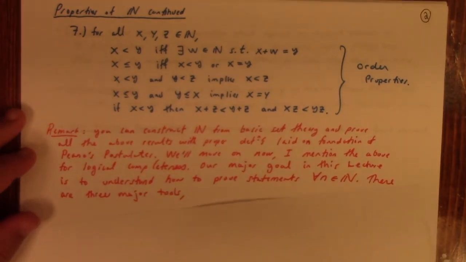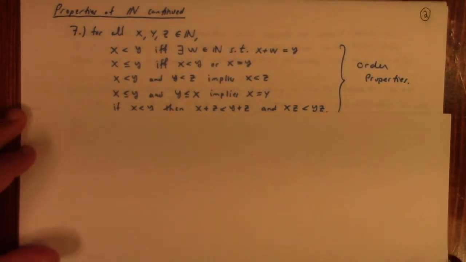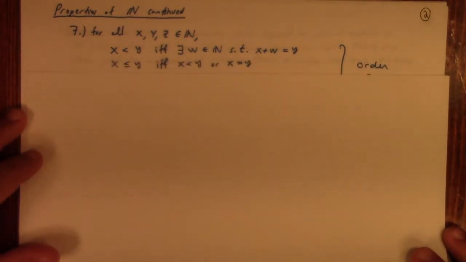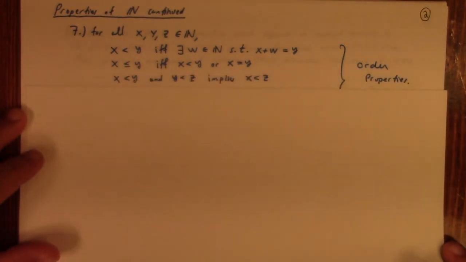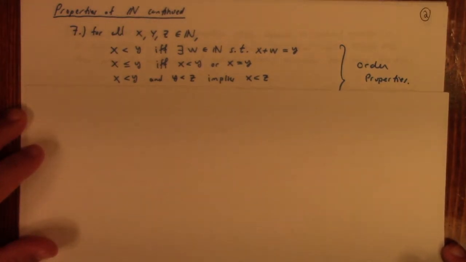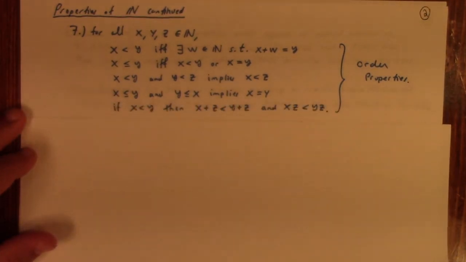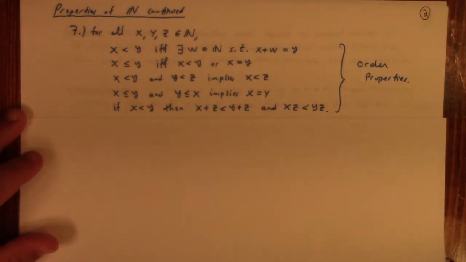And you also can derive other properties, order properties. You can show that x is less than y if and only if there exists a w such that x plus w equals y. That x is less than or equal to y if and only if x is less than y or x is equal to y. You get this transitivity of inequality. And if you have x less than or equal to y and y less than or equal to x, then we get equality. So all of these can, and finally we have transfer of inequality properties like additive or multiplicative inequalities, new from old, rather.